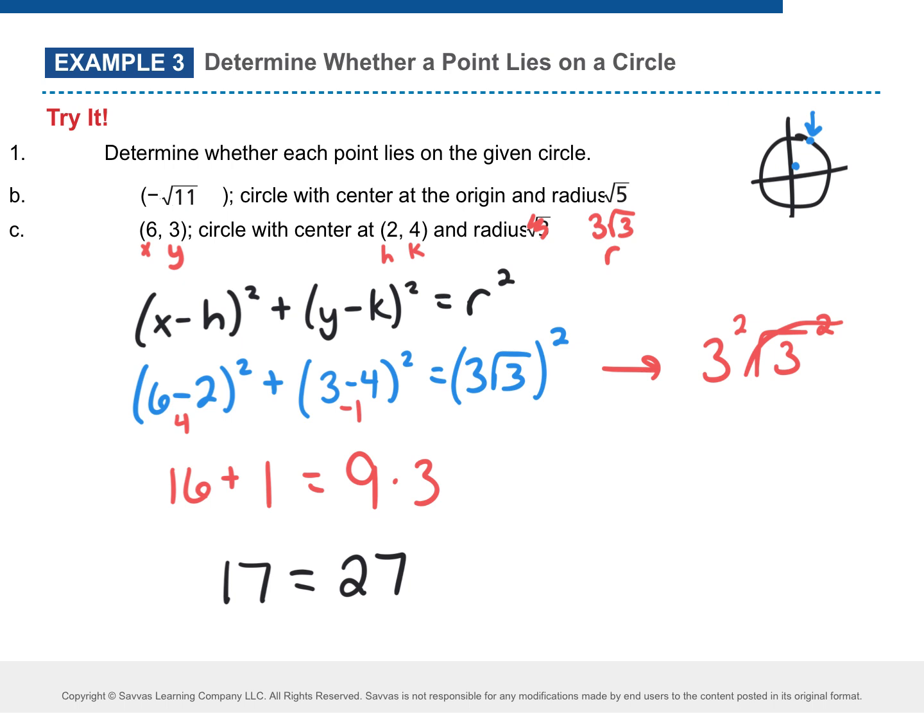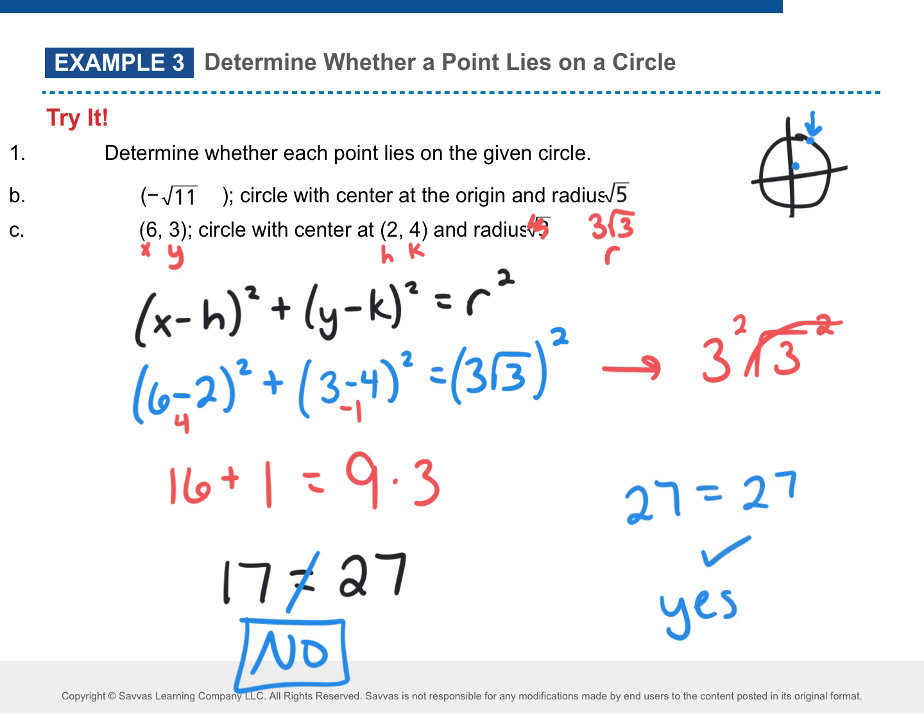27. Is that a true statement? No. So does that point lie on the circle? No. What would it look like if it did lie on the circle? It would look like 27 equals 27. That's a true statement. So that would be yes. Do you see how every problem came back to this equation? Yes? All right.